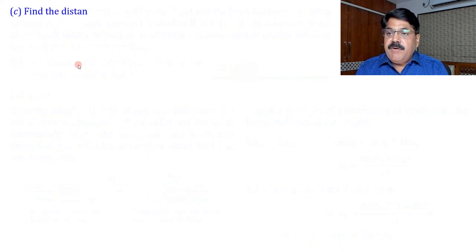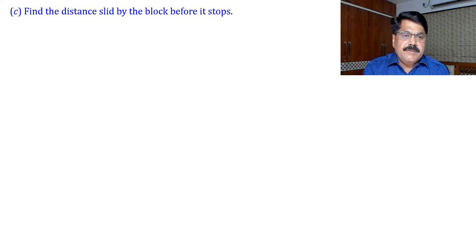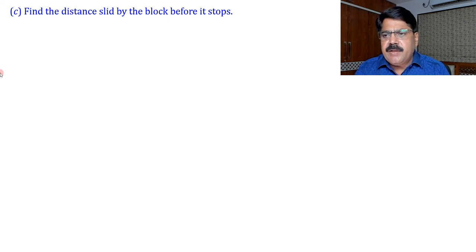Part C: find the distance slid by the block before it stops. And now you can see for this purpose we have to use the work energy theorem, because now we know the velocity of the block immediately after the bullet has emerged out. In the further moment there is no interaction between the block and the bullet, and the final velocity of the block is 0, and we have to find the space interval over which this velocity is changing. So that is the area of use of the work energy theorem.